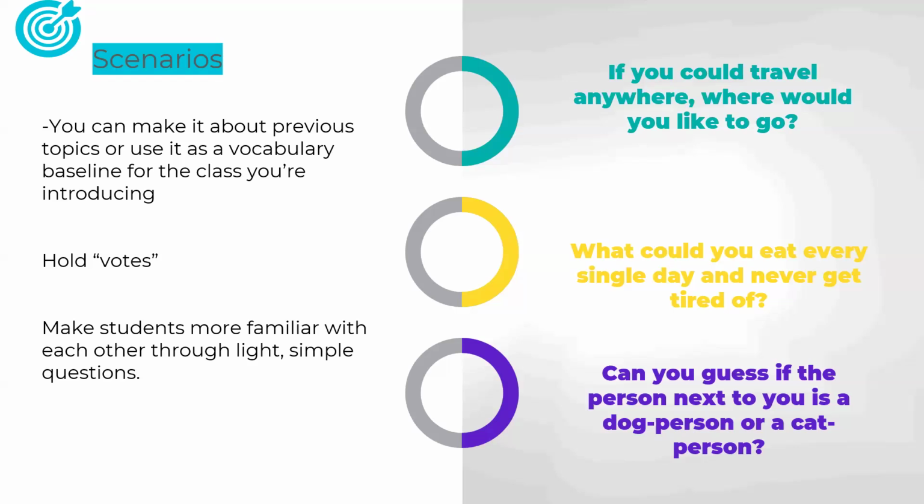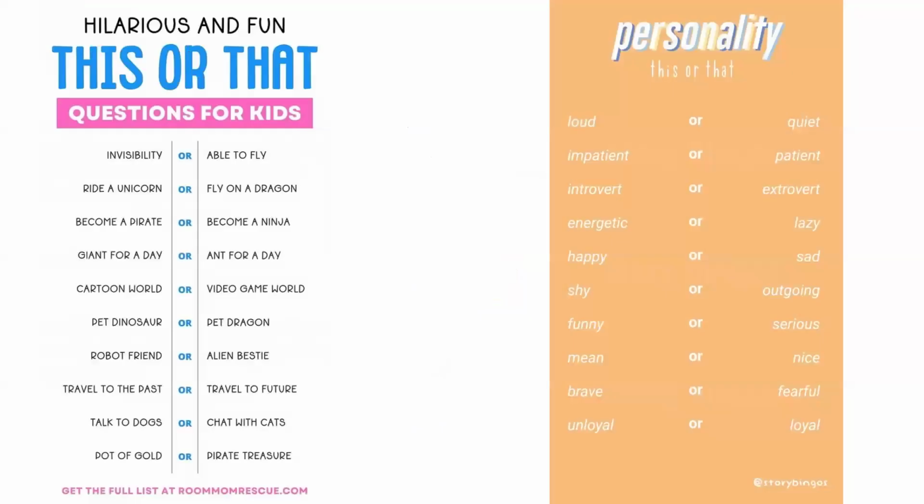And like, what could you eat every single day and never get tired of? What is the one food that you cannot eat? And you also make students more familiar with each other through very light, simple questions, and that is a relaxing way to start a class. Also, this one, like, can you guess if the person next to you is more of a dog person or a cat person? Can you guess if the person next to you is older or younger than you? And then, like, this is a nice little break.